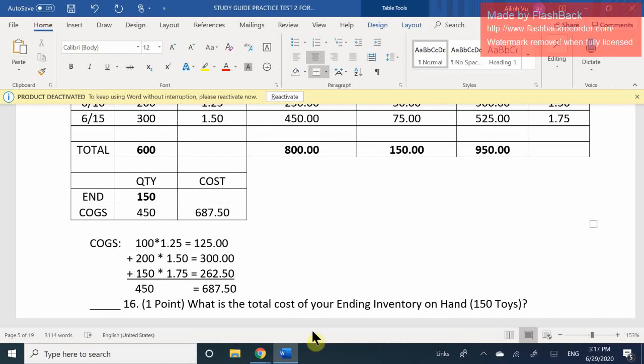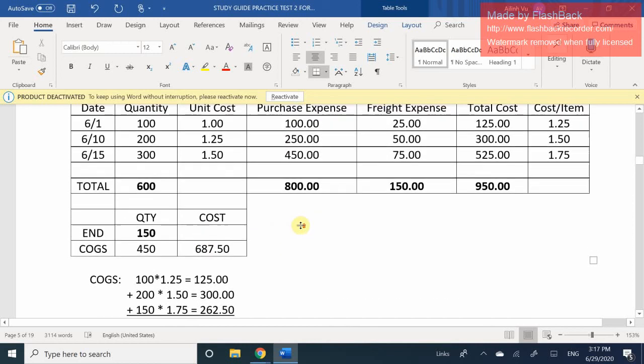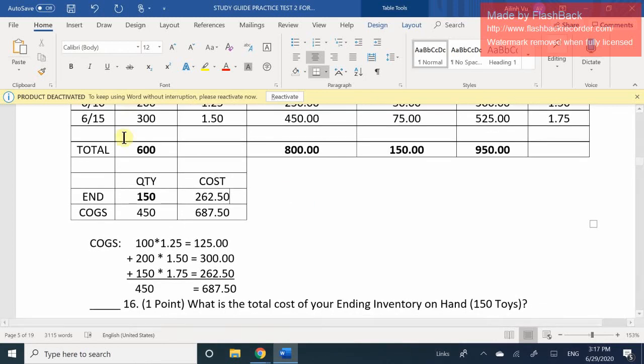And what kind of remainder? What should our ending balance be? Our ending balance should be 950. And you take 950 minus the 687.50, and you get 262.50. Yes. Good. Okay.